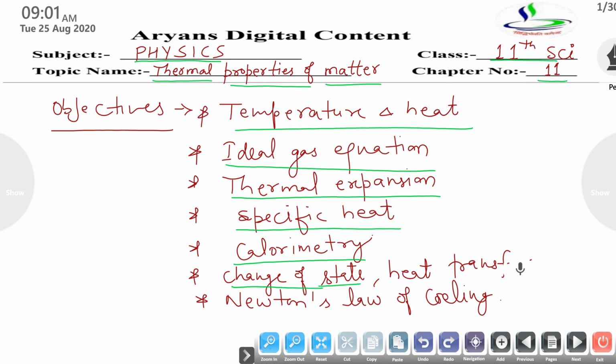Then we have to study change of state, meaning when matter changes from solid to liquid or liquid to gas, what changes occur. Then heat transfer, meaning how heat is transferred from one place to another, from one object to another. The last topic is Newton's law of cooling, meaning when an object cools and its temperature lowers, which parameters affect it. So these are the topics we have to study in this chapter, thermal properties of matter.